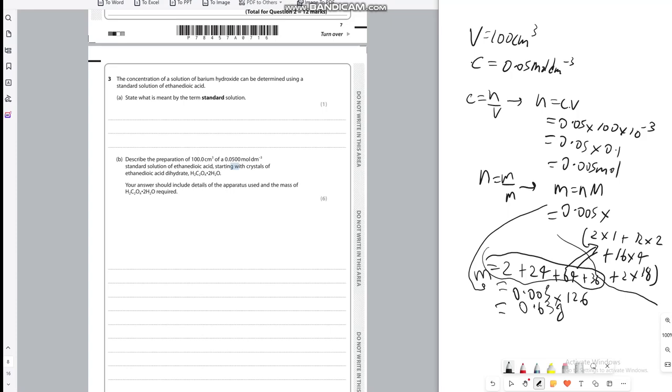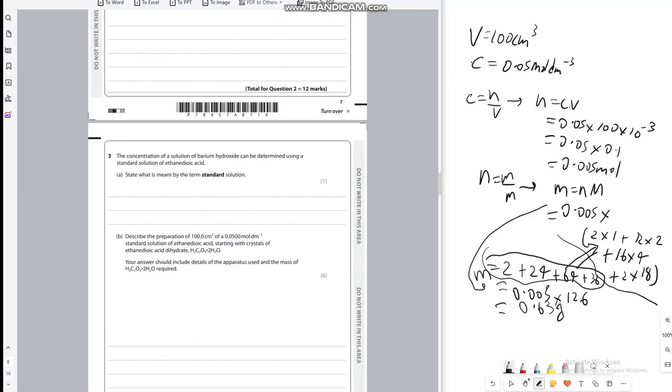So we have to use a volumetric flask, and whatever substance we get onto the petri dish, we have to wash it off into the volumetric flask using distilled water, and afterwards we have to completely transfer the solid from the petri dish to the volumetric flask until the mark of 100. The volumetric flask has a 100 centimeter cube reading, so until that you have to fill up with distilled water. So I'm not writing the steps. I hope you understood.